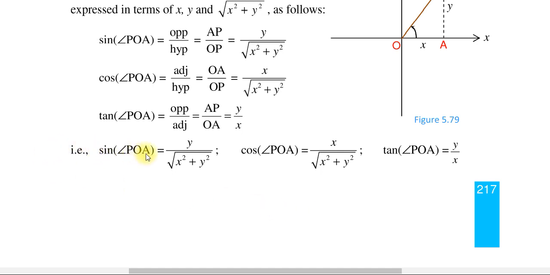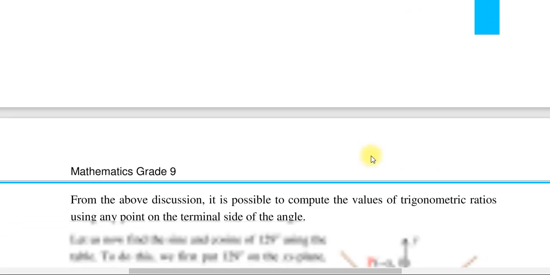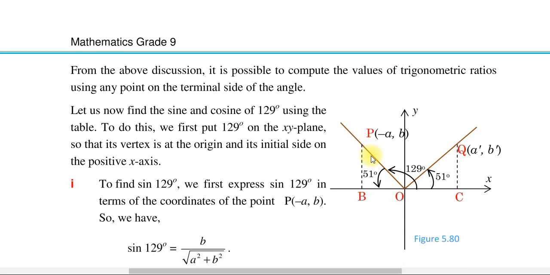Therefore sin of angle POA is y over under radical x square plus y square, cos POA is x over under radical x square plus y square, and tan POA is y over x. So from the above discussion, it is possible to compute the value of trigonometric ratios using any points on the terminal side of the angle.